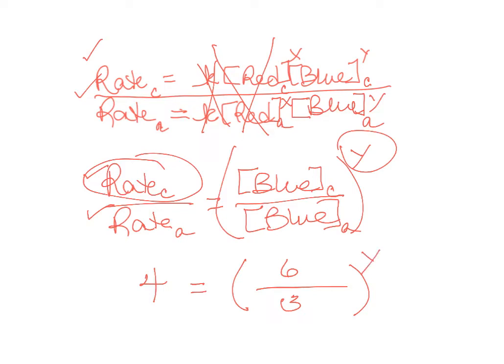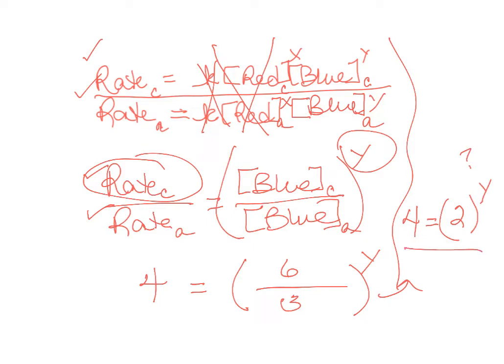All right, so then how do I rewrite this equation? I'm going to simplify. I'm going to say 4 equals 6 over 3, which is just 2, right? So what does y have to be in order for this equation to be correct? y has to be 2. And that tells us that the reaction with respect to B is second order.